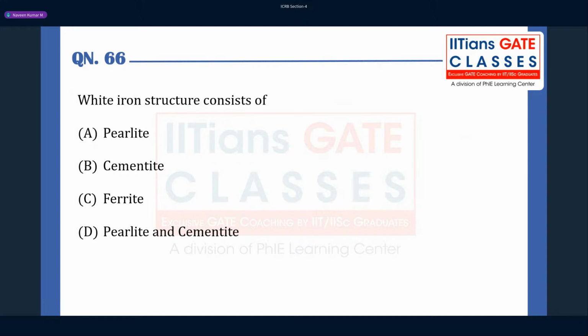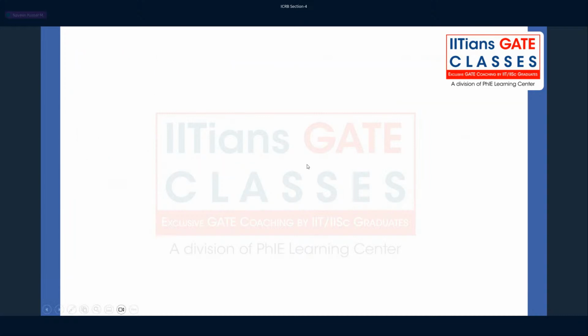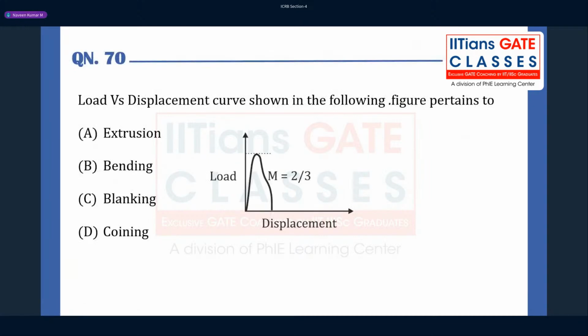White iron is known for its hardness, and it has the hardest constituent of iron, and that is cementite, Fe3C, hard and brittle. This is the answer. We have discussed all these things in the previous session. Pearlite is not harder because it has alpha iron, which is softer, because the carbon percentage is very less. Not that. It is Fe3C, that is cementite. Okay, good.